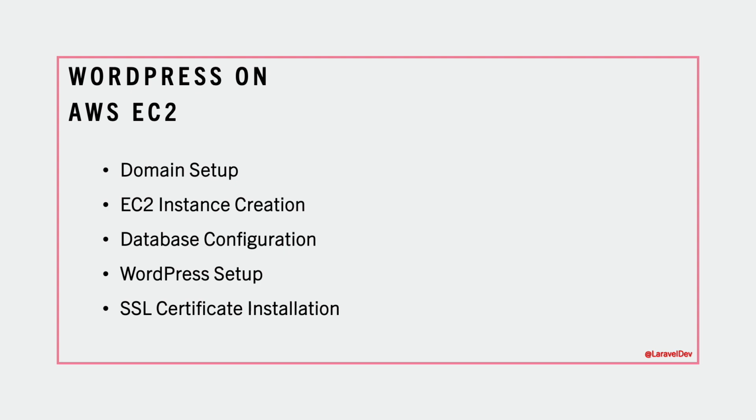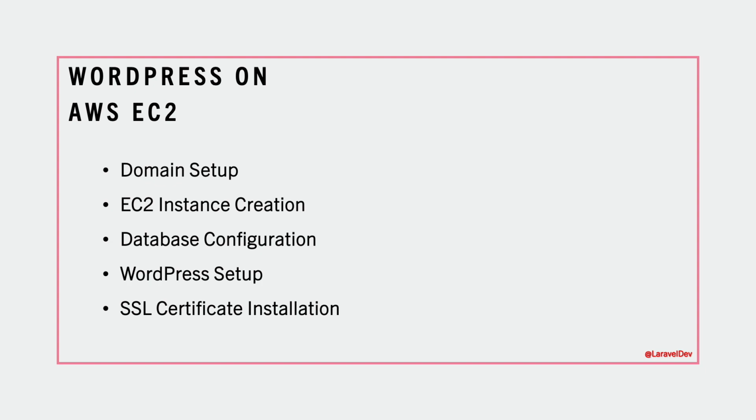Hey everyone, today we are going to learn how to publish a WordPress website on an AWS EC2 instance. In this video, we are going to cover domain setup, EC2 instance creation, database configuration, WordPress setup, SSL certificate installation, and auto-renewal. Let's begin with the first section, domain setup.